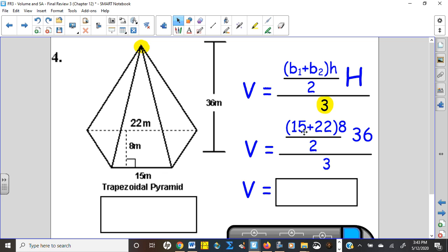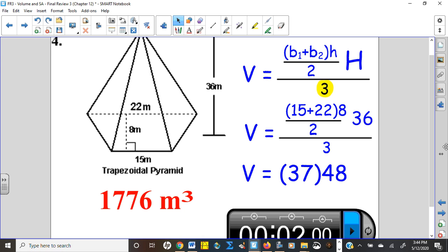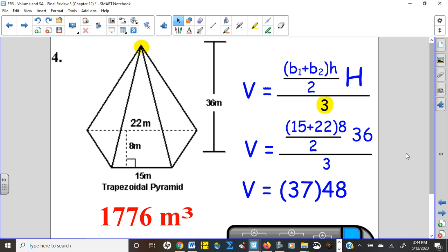If you figure this out by following an order of operations, so 15 plus 22, parentheses come first, right? 37 times 8 divided by 2, and then multiply that by 36 and divide everything by 3, you will end up with 1,776, which sounds like a great answer full of liberty or something like that.